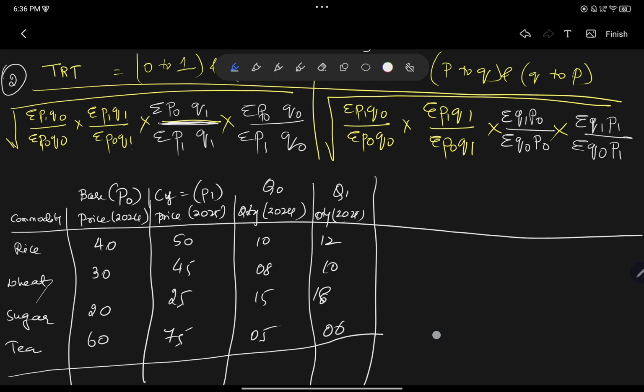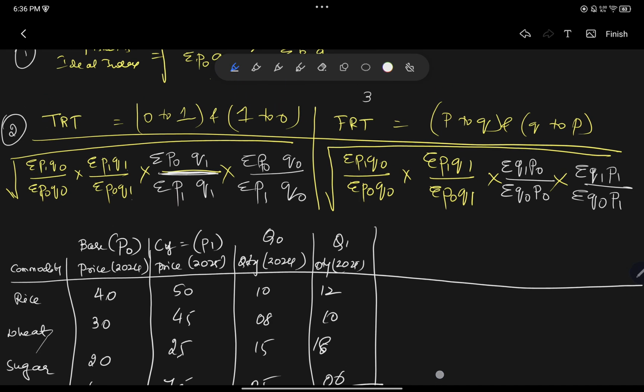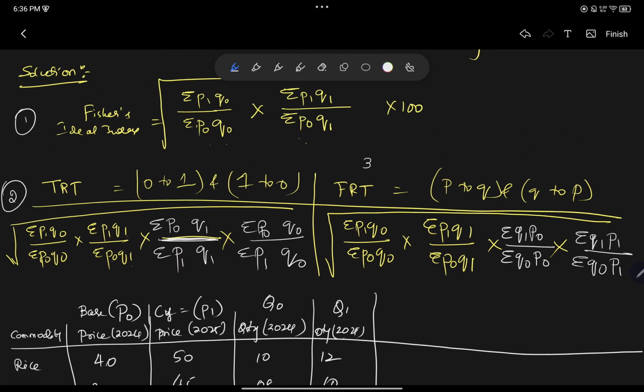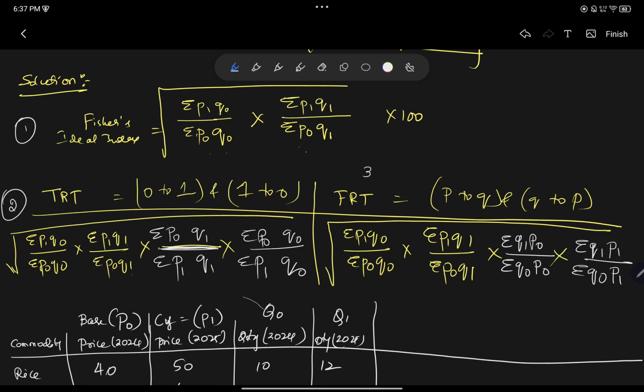But we don't need the total of these. We need to see what are all things we want. We want P1 into Q0. We need to multiply P1 with Q0, P0 with Q0, P1 with Q1, P0 with Q1. Okay, as per this Fisher's ideal index number. See, first as per the formula we want P1 into Q0, right?